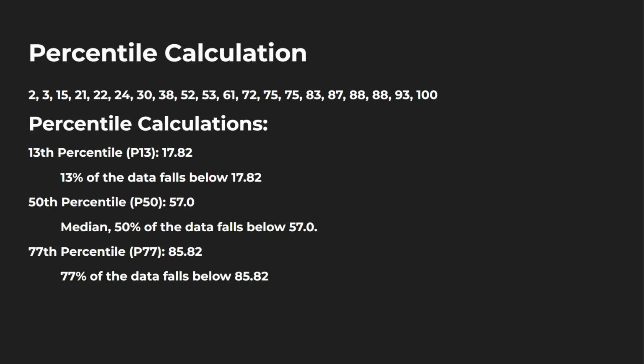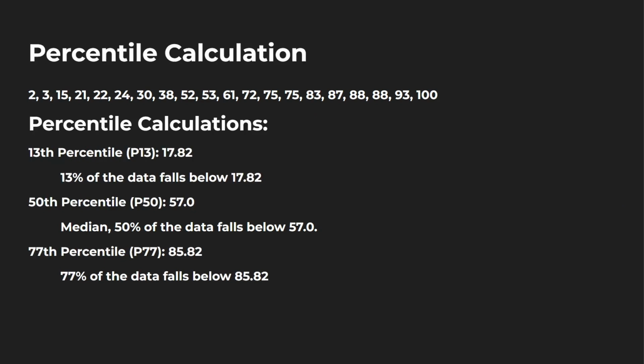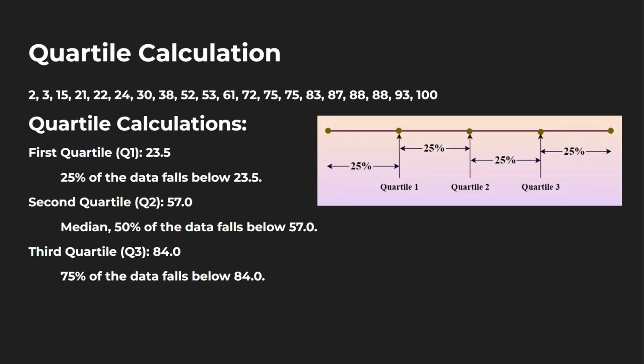So three calculations here. 13th percentile, P13, is 17.82, so 13% of data falls below 17.82. The 50th percentile is 57, which is our median calculation, right? Fifth decile and second quartile. And lastly, our 77th percentile, P77, is 85.82. So 77% of the data falls below 85.82. Now that you have a basic understanding of how percentile, decile, and quartile work, let's take a look at some examples in Python.